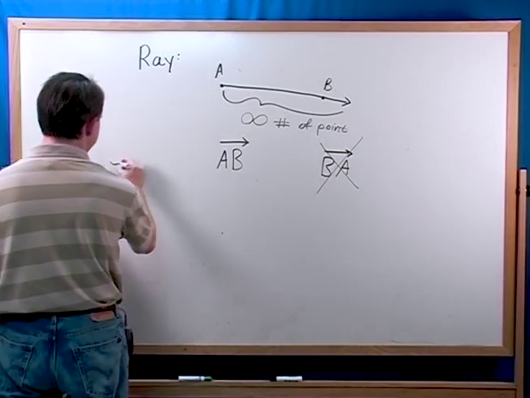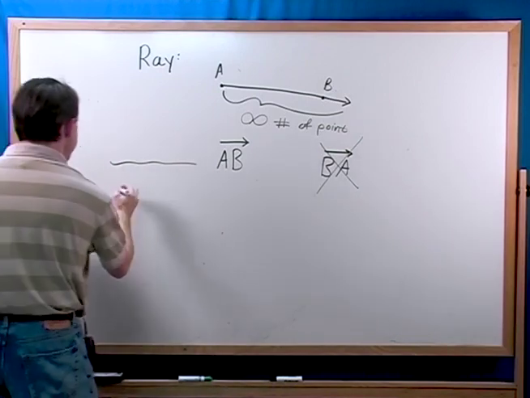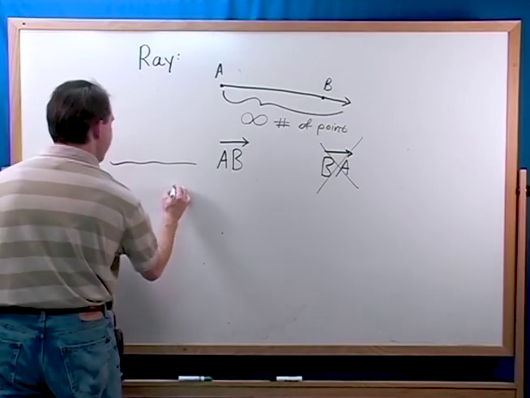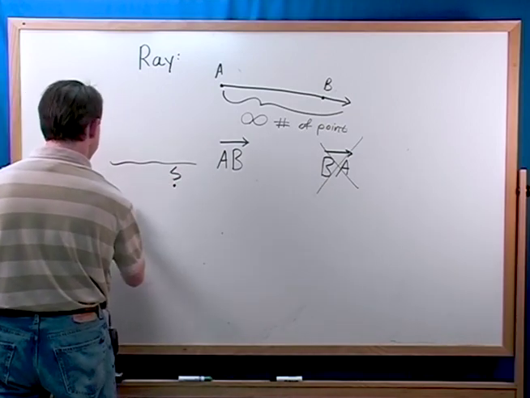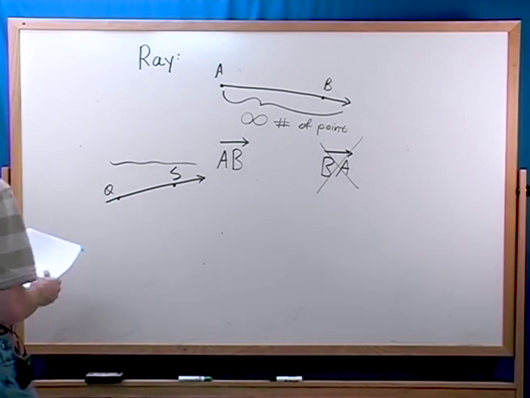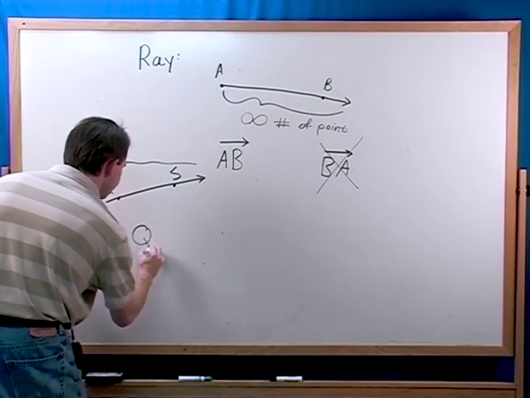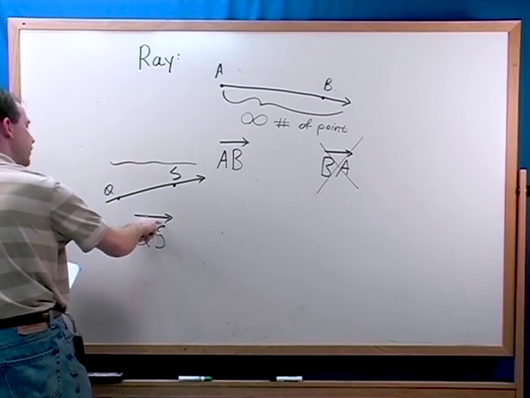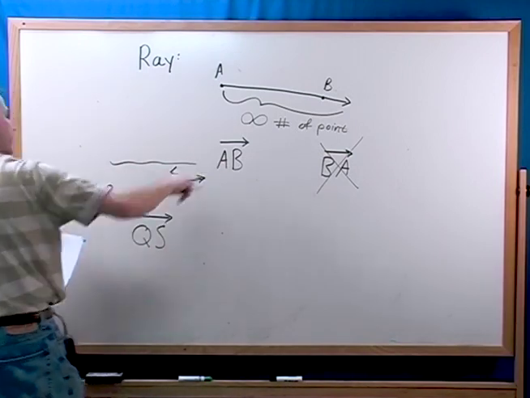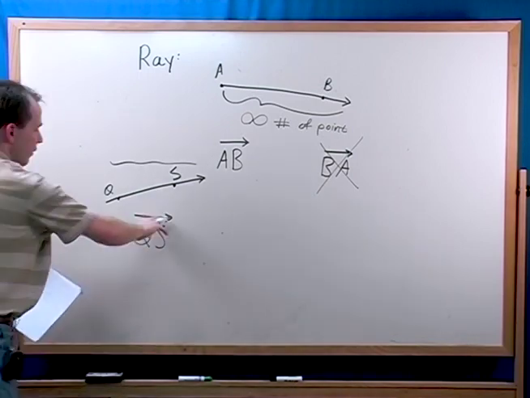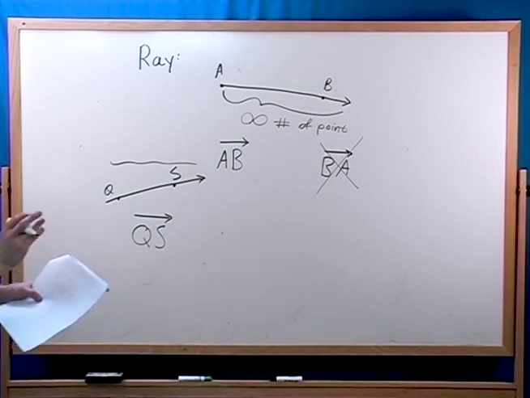So the best way to look at this is just by looking at a couple of examples. If I had a ray that started at Q and went through S, how would I write that down? I would say that was QS with an arrow on top, starting at Q, going through S, just like this forever and ever. I would not say SQ with an arrow on top. I would say QS. So you can only write these one way.